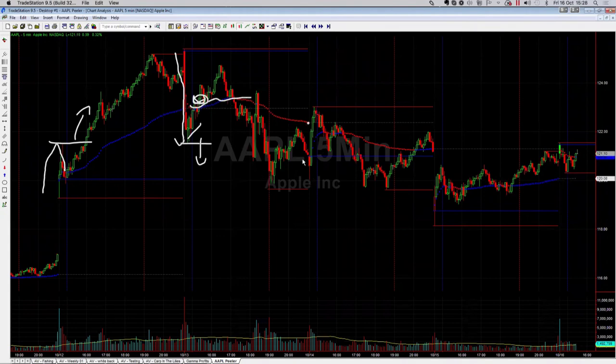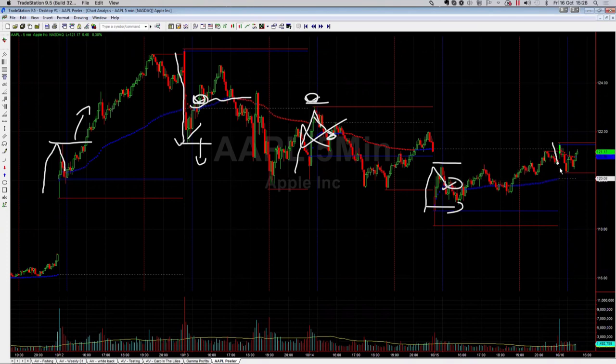First push of the day, push, pullback, entry above the pullback high, it goes below the dotted line, cancel the trade. Push, pullback, entry above the pullback high, goes below the dotted line, times out. So again, no trade today.